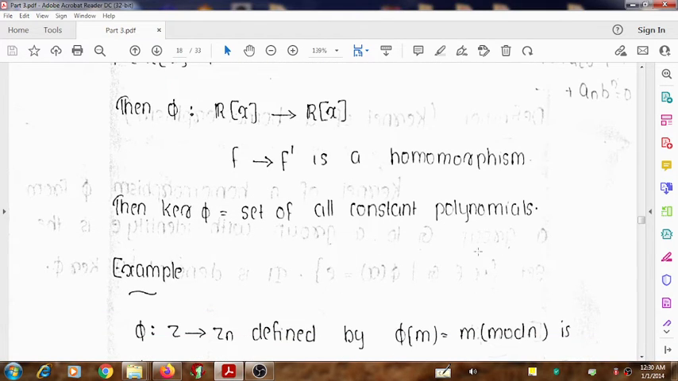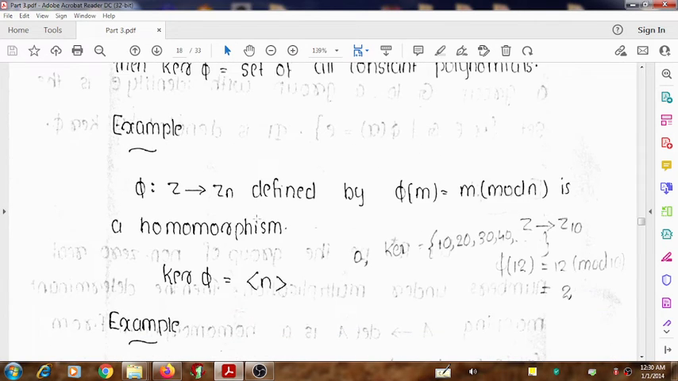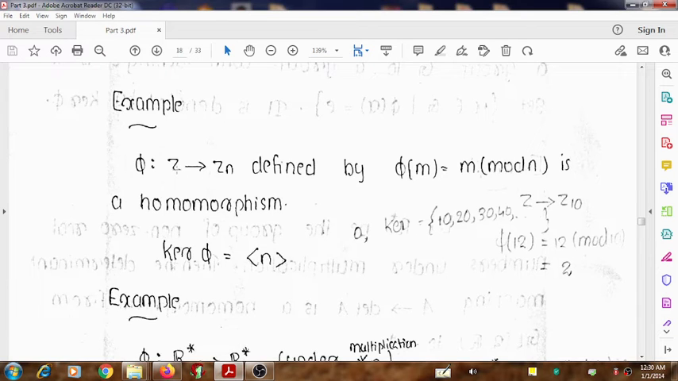Then the kernel of phi is the set of all constant polynomials. You can verify that. Another example is phi, which is defined from Z to Zn. Z is the set of all integers, where positive integers, negative integers, and zero are included. Zn is the set of numbers modulo n: when an integer is divided by n, the remainders are taken, and those remainders constitute the group Zn.